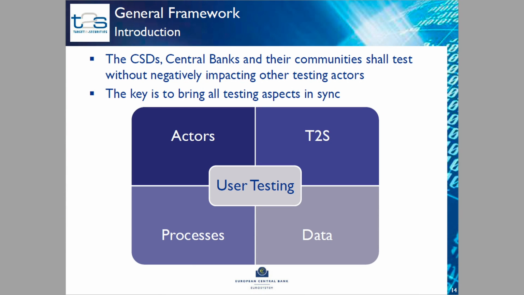So I'm referring back to the earlier slide where we had the actors. What are the testing aspects? We have actors, we have T2S, we have processes, we have data. And all of these have to work in synchronization. If we take T2S as the platform, what has to be tested is quite fixed, while the actors, the processes, and the data are variable in this formula. So allow me now to go through each of them one by one, and I will start with actors.